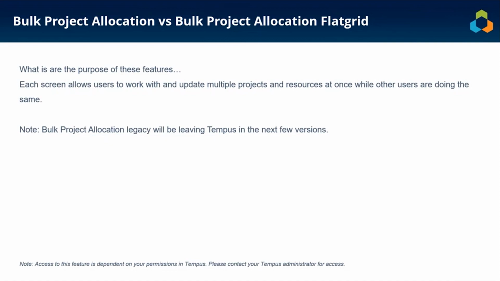So just a quick note of what these features do. The bulk project allocation legacy and the Flatgrid allow any user to make updates to projects and resources while others are doing the same. Think of it as an online spreadsheet, but obviously much more advanced because it's in Tempus.